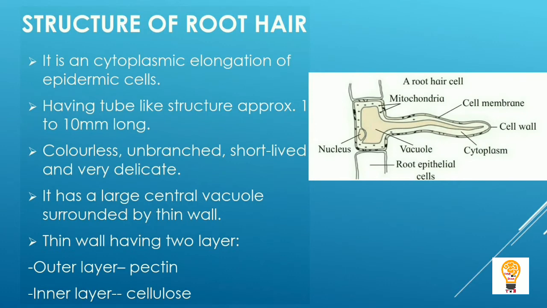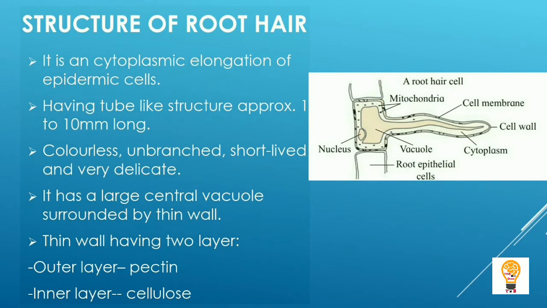Third, they have given that it is colorless, unbranched, short-lived and very delicate. It is colorless, it does not have any color. It is unbranched, very short-lived and very delicate. Then the fourth point is it has a large central vacuole surrounded by a thin wall. Now what is the function of the vacuole? The function of the vacuole is that it stores food. The vacuole here functions as storage of food.